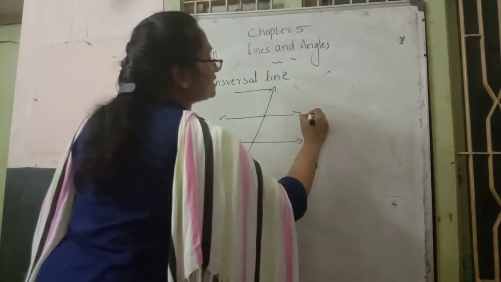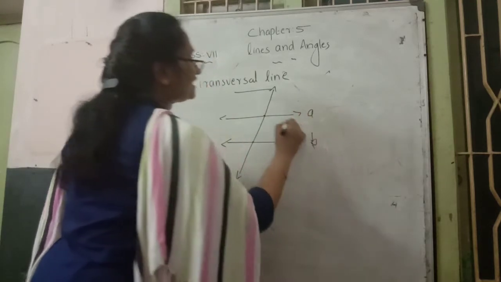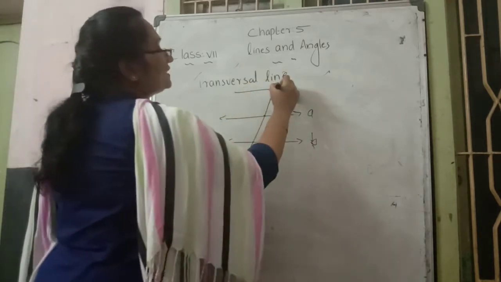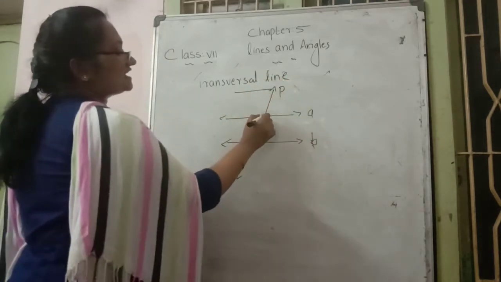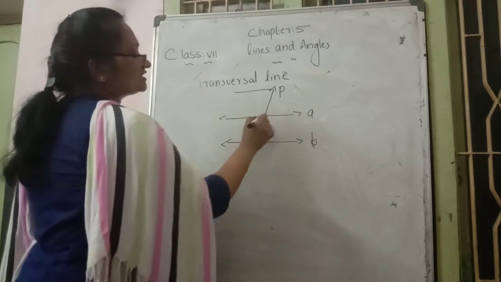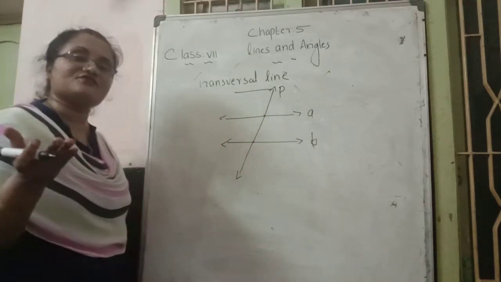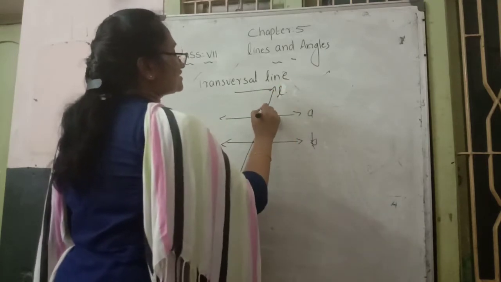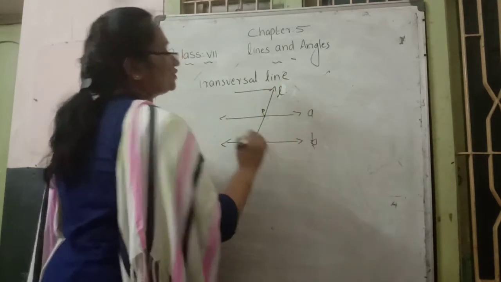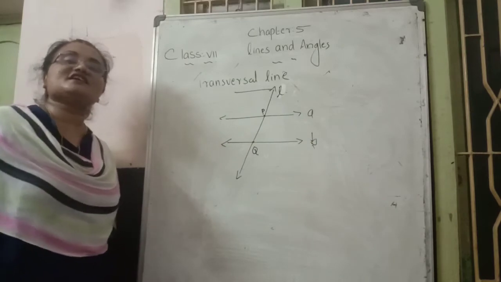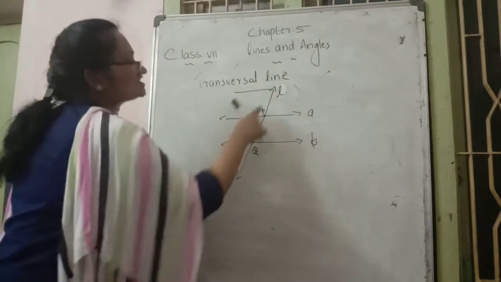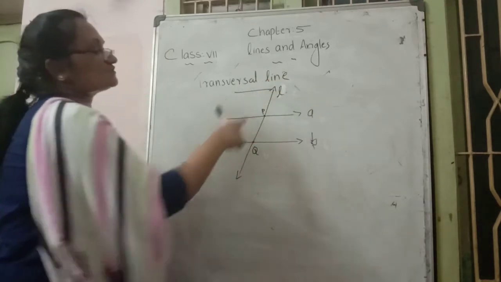We can name the lines A and B. Lines A and B are cut by a line at two different points. You can give any letter to those points. For line L, we can name the intersecting points P and Q. P and Q are the two distinct points. This is the transversal line. L is the transversal line.